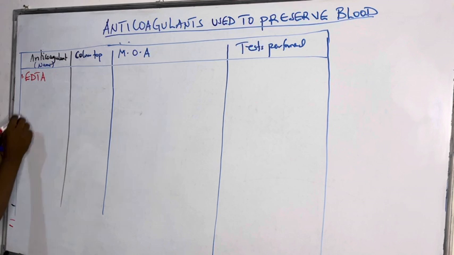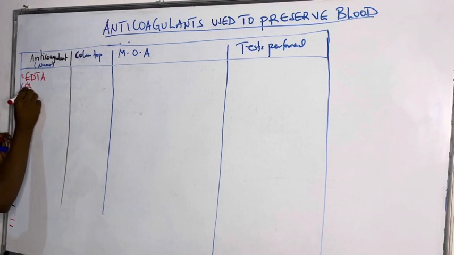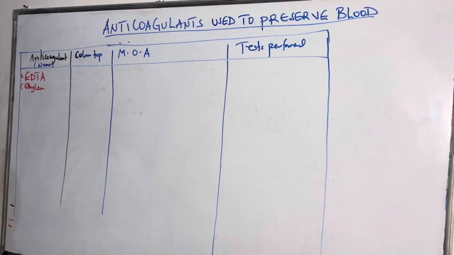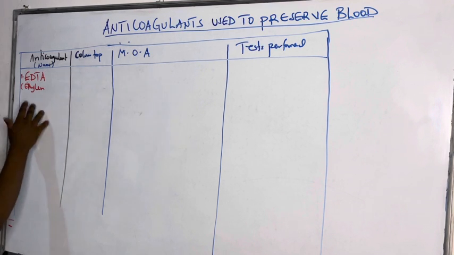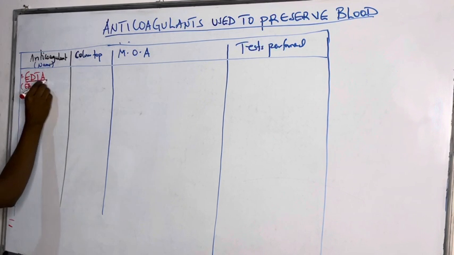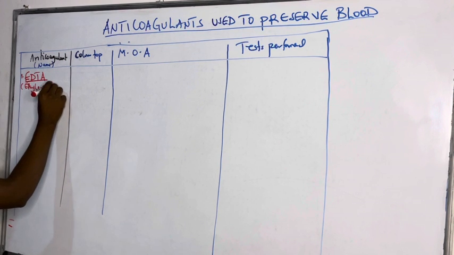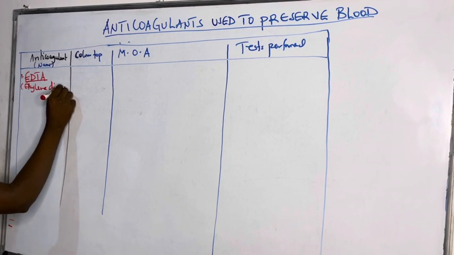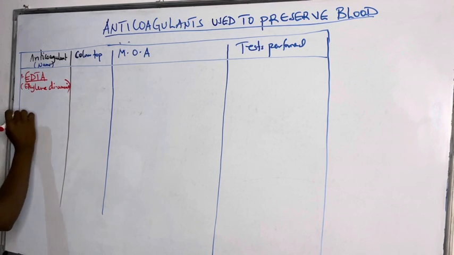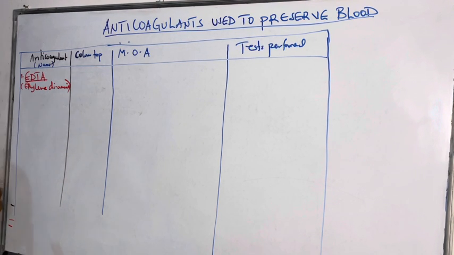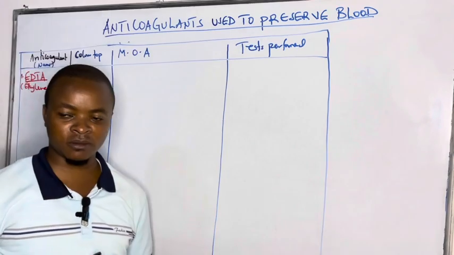This EDTA in full is known as ethylene diamine tetra-acetic acid. It is internationally abbreviated as EDTA, from ethylene diamine tetra-acetic acid. This anticoagulant is the one which is widely used in hematology.